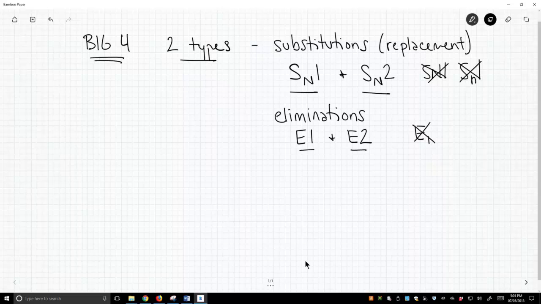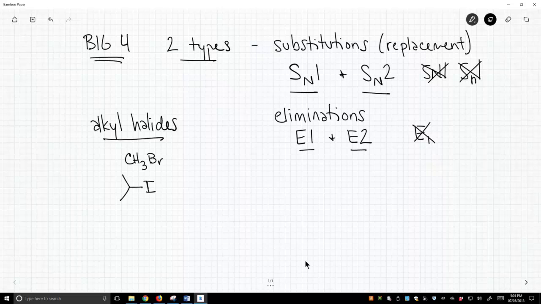Okay. So, in general, our substitutions and eliminations are going to occur on alkyl halides. We'll see some exceptions, but these are going to be alkyl halides. Things like methyl bromide or 2-iodopropane, that kind of thing. And we're going to talk about these reactions in terms of the mechanism by which they occur.